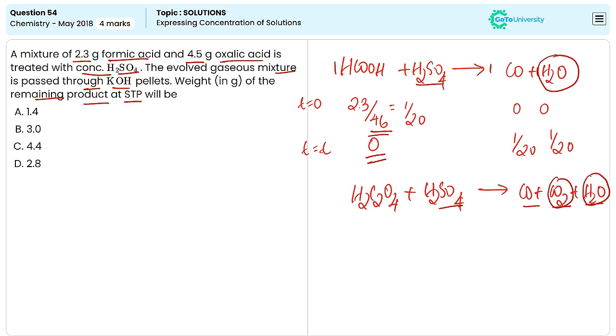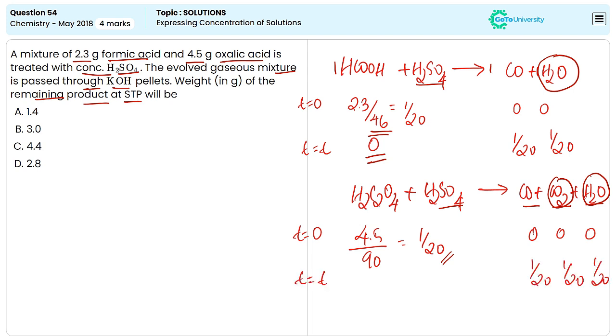Now we need to find out the number of moles here. The mass of oxalic acid is given as 4.5. So the number of moles of oxalic acid at the initial stage of the reaction will be 4.5 divided by 90. Here 90 is the molar mass of oxalic acid. So it will be again 1 by 20. Before starting the reaction, the amount of the products will be 0. After a time t, the number of moles of oxalic acid becomes 0 and number of moles of the products will be 1 by 20 each, because again the ratio is 1:1:1. So from both these reactions it is clear that the remaining product is only carbon monoxide.